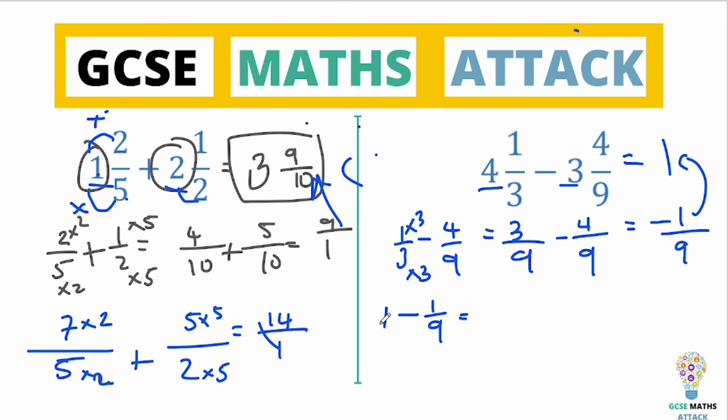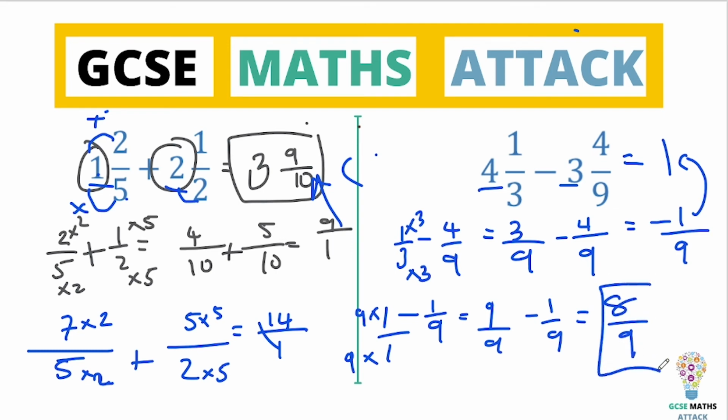But how's that possible? Well, 1 whole can be written down as 1 over 1. So you can times that by 9, times that by 9. 9 times 1 is 9. 9 times 1 is 9, minus 1 over 9. So 9 take away 1 is 8. 8 over 9 is your answer. That's one way you can do this question. The other way you can do it is by changing them to improper fractions. So I'm going to go through that technique in a second.